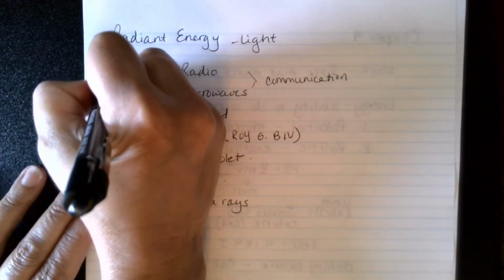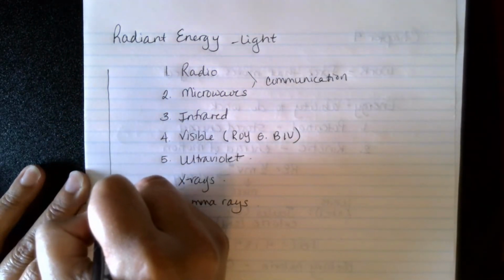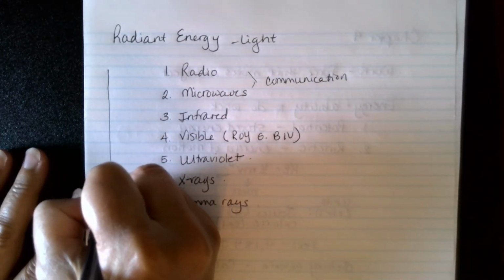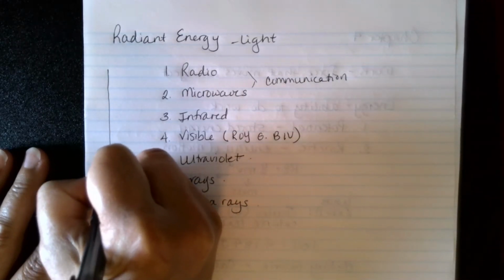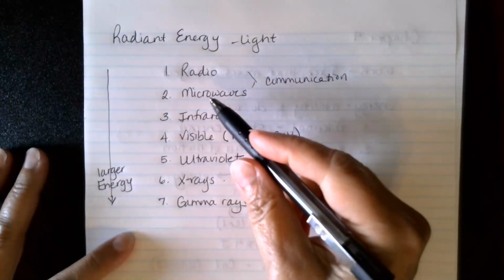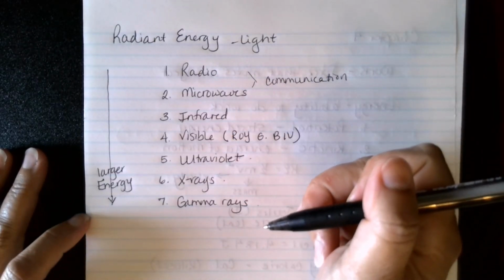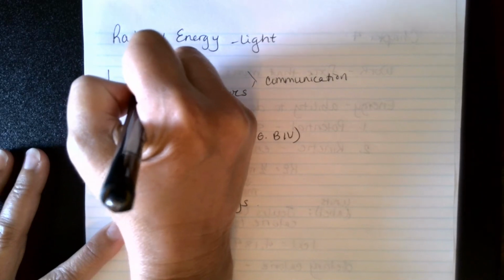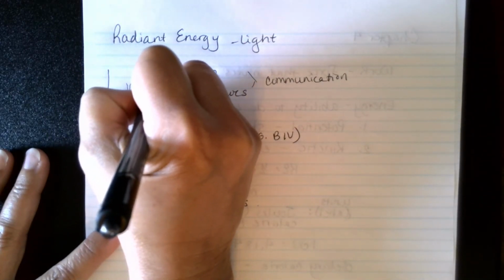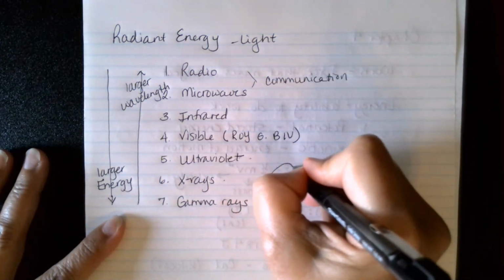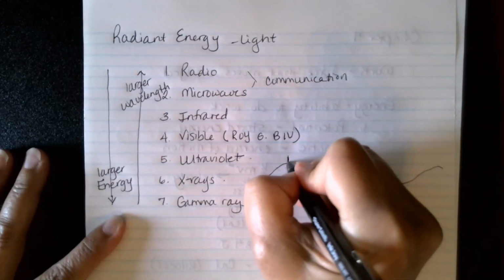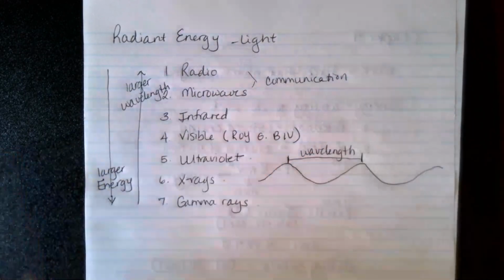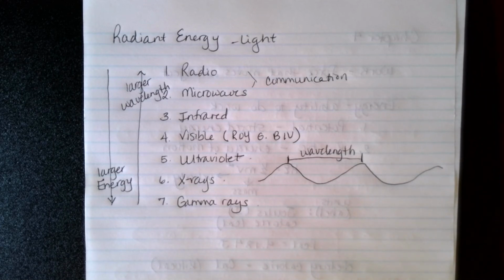When we look at these, they are only ranked, so in terms of a way that we could describe them. And as we go down, we have increasing energy. So gamma rays have more energy than radio waves. And as we go up this way, we get a larger wavelength. So if you think about a wave, this would be the wavelength. So radio waves have a much larger wavelength than do gamma rays, and gamma rays have more energy.